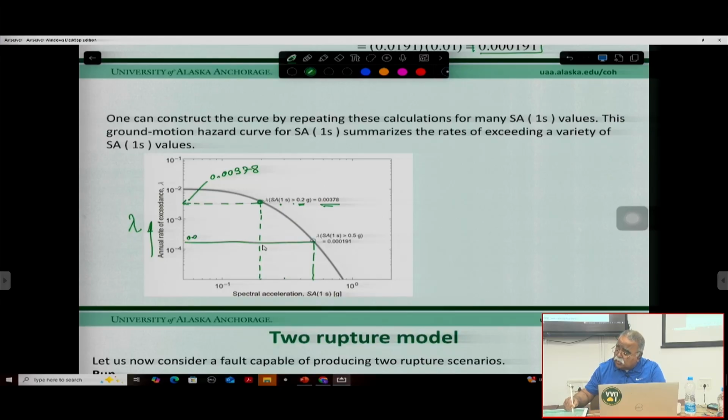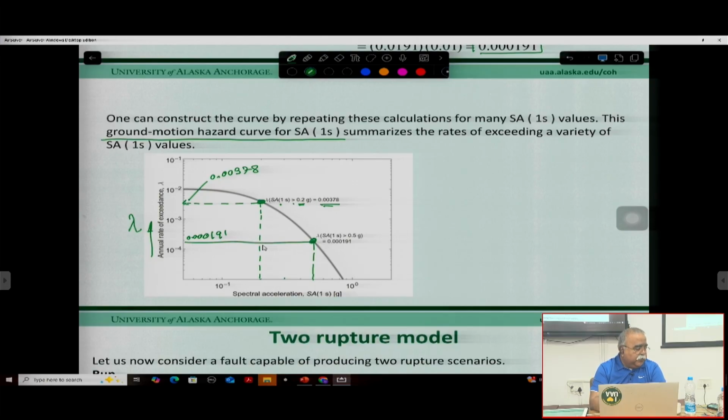So 0.000191. So that is equal to here. These two points you can plot, and then join them with your line. So this is your ground motion hazard curve for the spectral acceleration, right? That is your ground motion hazard curve for the spectral acceleration of 1 hertz. So that is what you can calculate for 1 second.